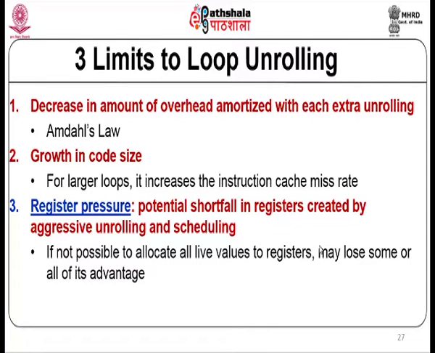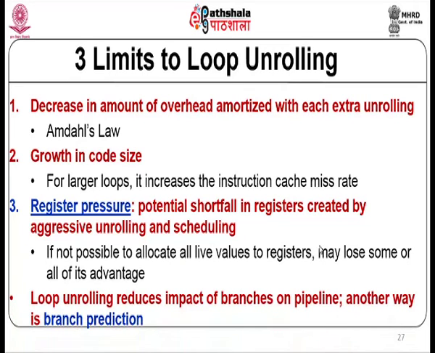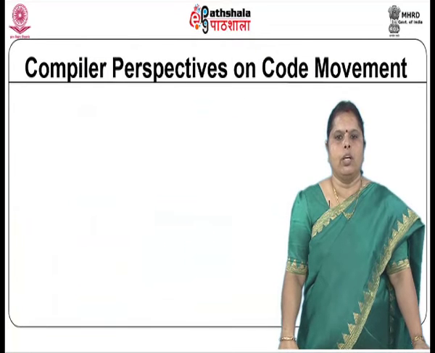The third limitation to loop unrolling is the register pressure. Because there are only a limited number of registers available in the processor, you may not have enough registers that can be used for unrolling, because with name dependencies, you will have to look at bringing in different registers. So, register pressure may not allow you to do enough loop unrolling. Loop unrolling reduces the impact of branches on a pipeline because you are removing all the loop maintenance code. Another way is, of course, branch prediction. You do a static branch prediction, and based on that you do loop unrolling, and you are also going to remove all the loop maintenance code.